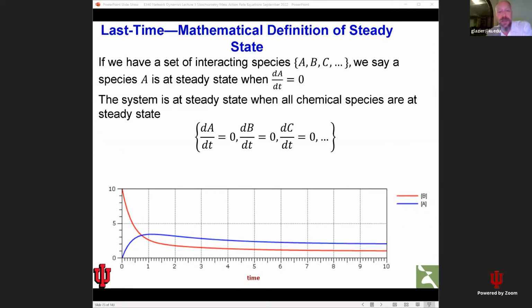So again, if we have a bunch of species A, B, and C, we say a species is at steady state when the change of its concentration in time is zero. The system is at steady state when all the species have a change of zero in time. It's certainly true that if we're in equilibrium, we're at steady state. But it's not true that if we're at steady state, we're necessarily at chemical equilibrium.